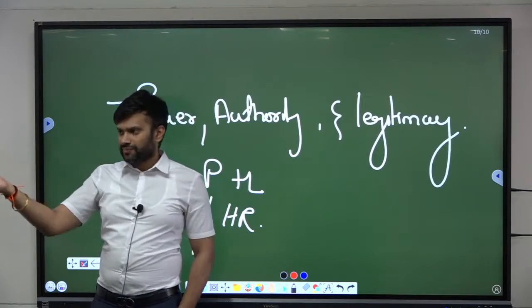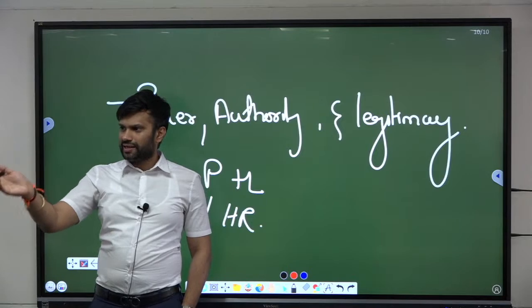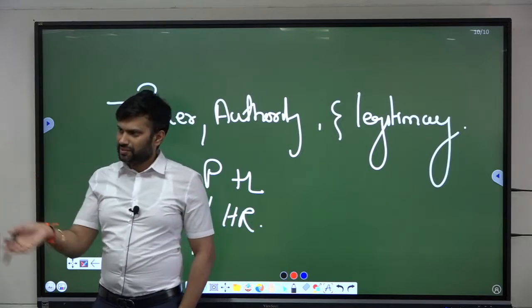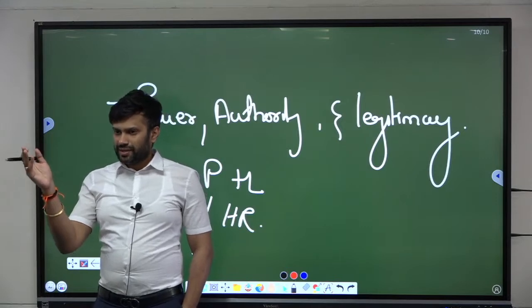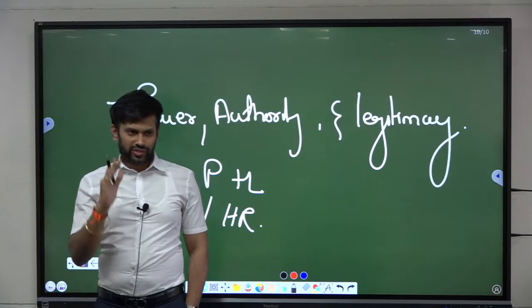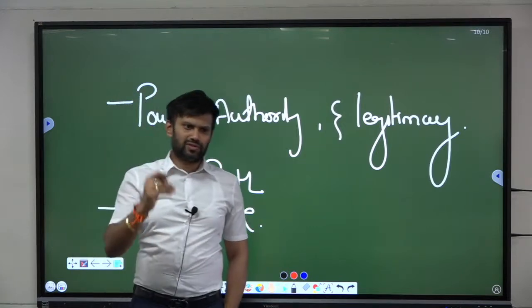Then what are the different types of rights? Natural right, legal right, political right, economic right, social right. And Ambedkar's famous saying is that legal and political rights are meaningless without social and economic rights. This is one of the questions which has also been asked.